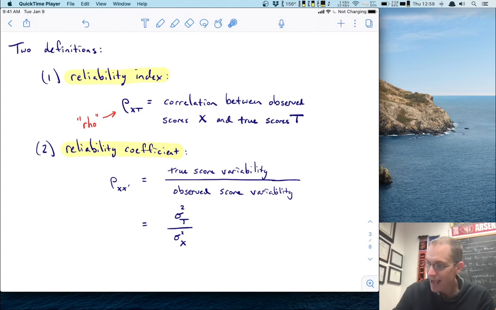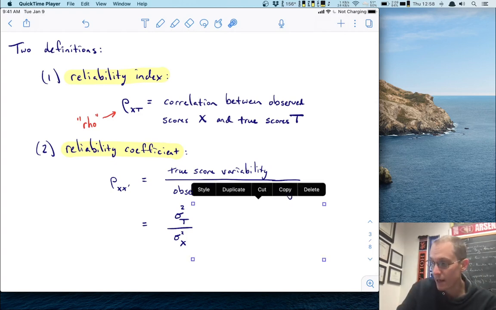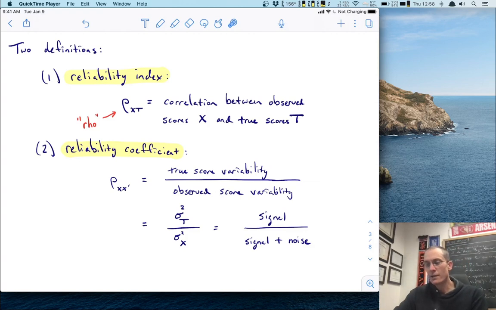Okay. And if you want a way to conceptually think about that, you can think about the reliability coefficient as the ratio of signal to signal plus noise together. The idea being in classical test theory, we have an observed score. It's a true score signal plus an error score, which is the noise. So these are the ways to think about reliability: the reliability index and the reliability coefficient.